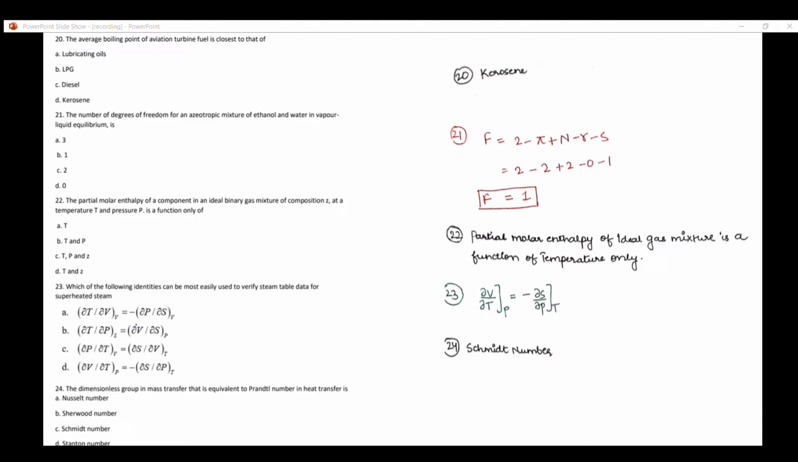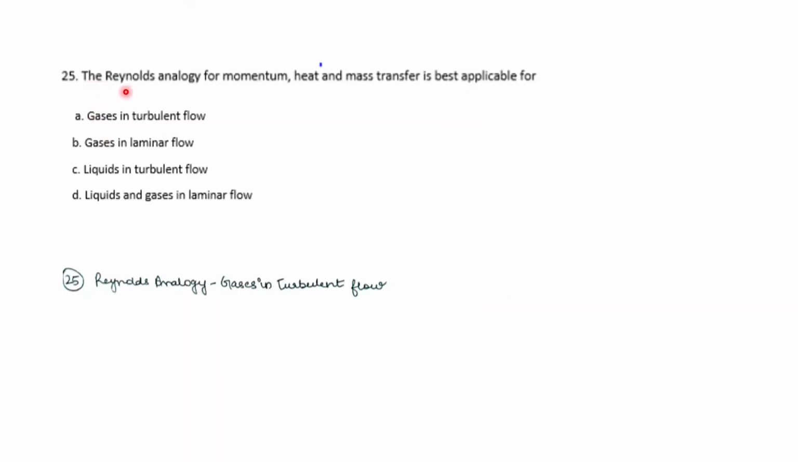Next, which of the following identities can be most easily used to verify steam table for superheated steam? So, for this, del V by del T at constant pressure is equals to minus del S by del P at constant temperature, which is option D. Next, the dimensionless group in mass transfer that is equivalent to Prandtl number in heat transfer is Schmidt number. The Reynolds analogy for momentum, heat, and mass transfer is best applicable for. So when it's Reynolds analogy, the Prandtl number and Schmidt number will be close to 1. So which is true in case of gases. Therefore, correct option is gases in turbulent flow.